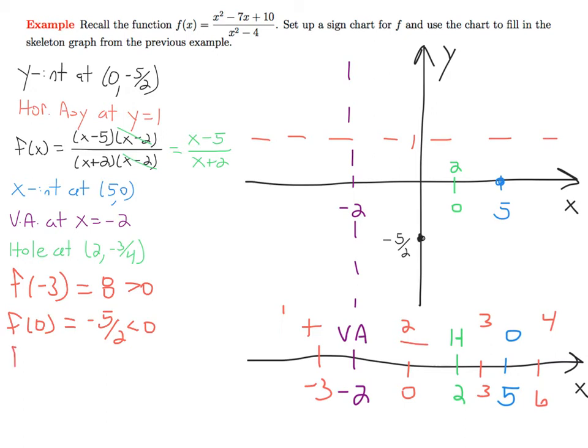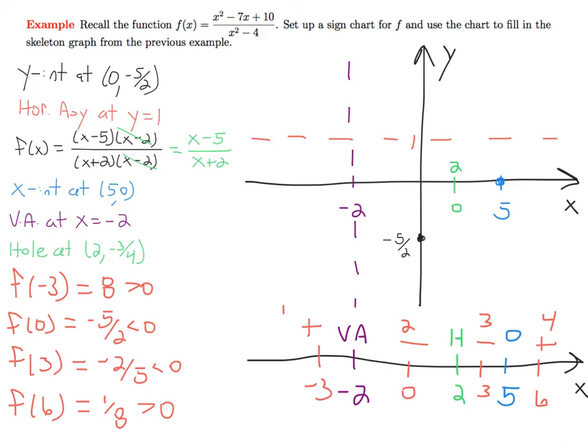At f of 3, we get minus 2/5. That's negative. So I'm going to put a negative sign here. And the last test value that we need to check is something bigger than x equals 5. So for example, at 6, we get 1/8. So we get a number which is bigger than 0, a positive number, so I put a plus here.